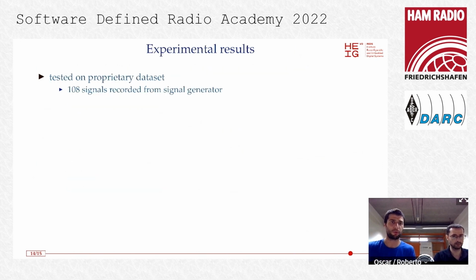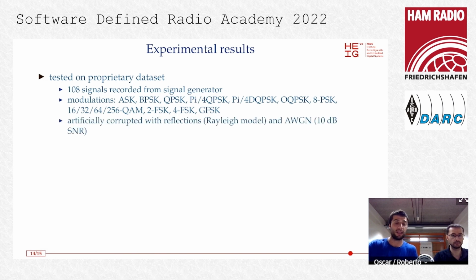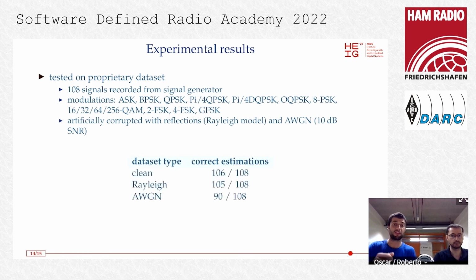We did some tests on a proprietary dataset that contains 108 signals from a signal generator. So it was not a simulated dataset, and there were a bunch of modulations from ASK to QPSK, QAM, FSK, GFSK. And we artificially corrupted those signals with reflections, using a Rayleigh model, and Gaussian noise, having a 10 dB signal-to-noise ratio. And those are the results.